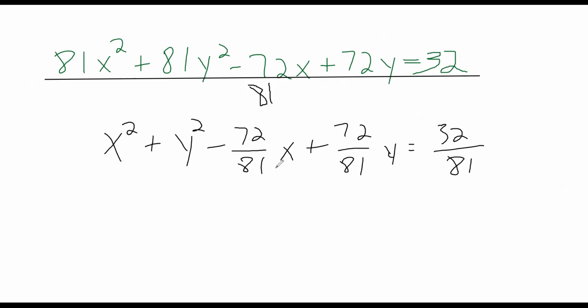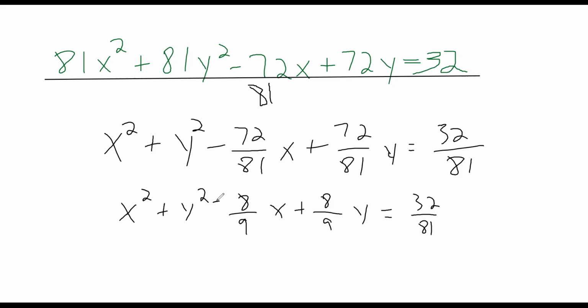But I can simplify 72 over 81 in both cases. 72 and 81 can both be divided by 9. So this ends up becoming minus 8 over 9 x plus 8 over 9 y. And there's still your x squared plus y squared going on.